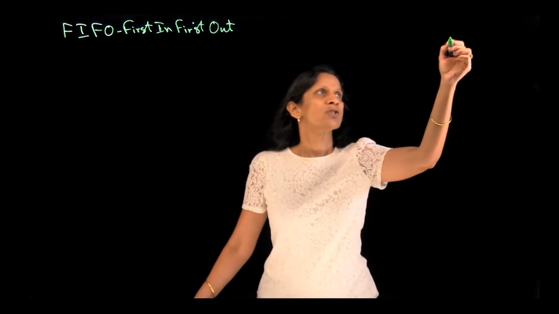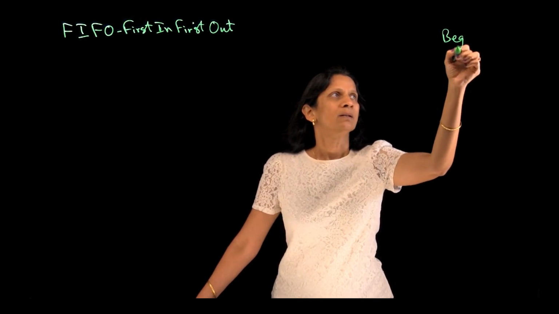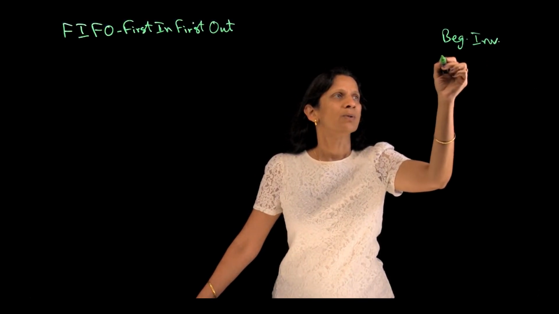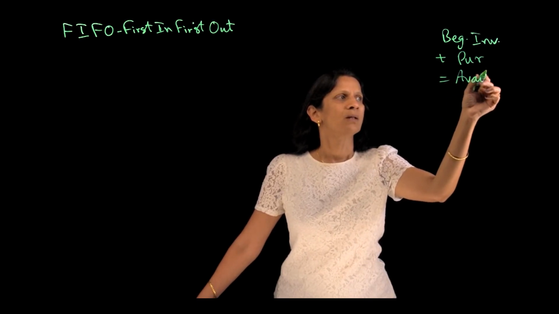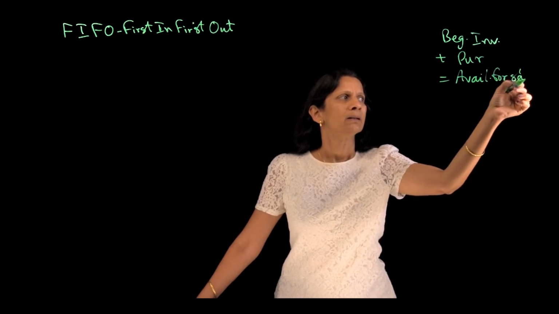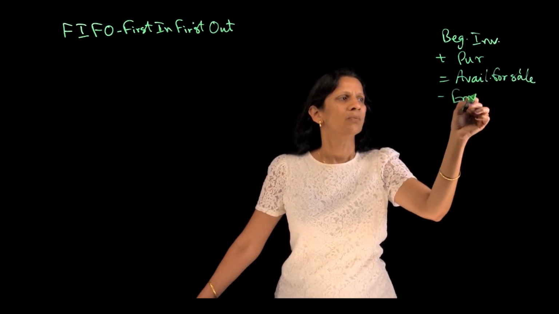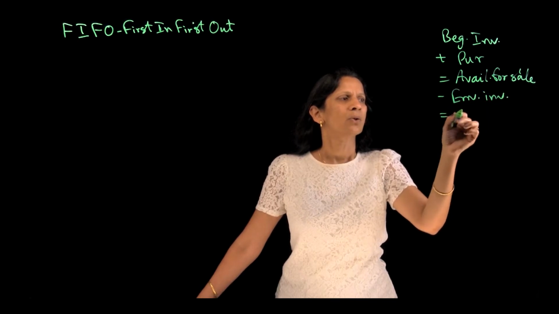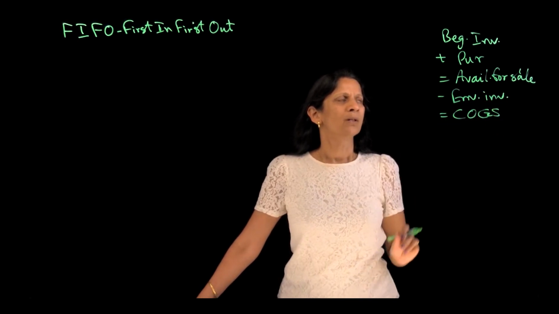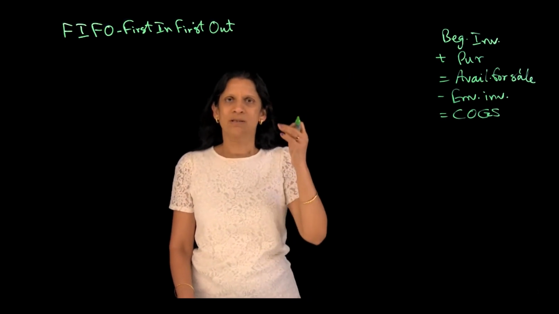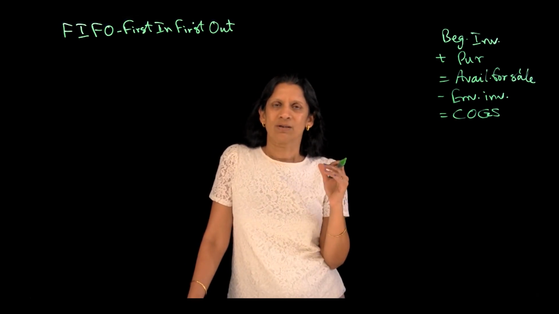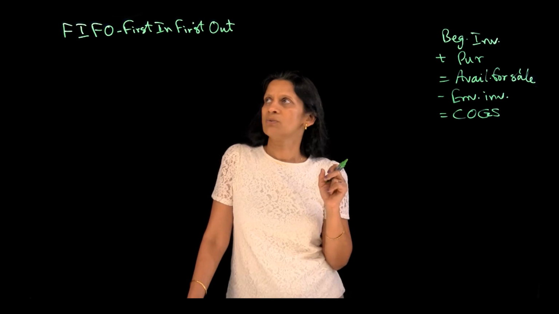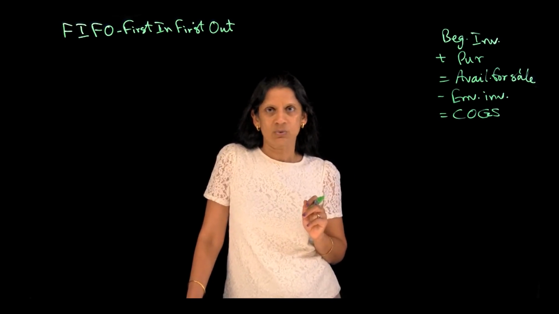let's look into the basic equation that I talked about in the earlier video. Beginning inventory plus purchases is whatever is available for sale, minus ending inventory is cost of goods sold. Now, in whichever flow your inventory is coming in the warehouse, the same flow is being followed as far as the costing of the inventory is concerned. That is what is meant by first in, first out.